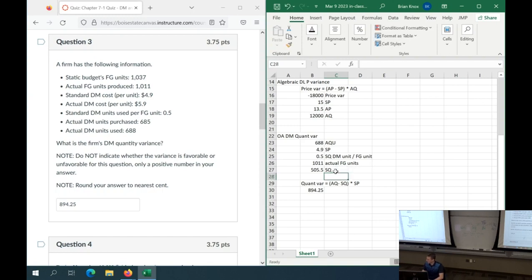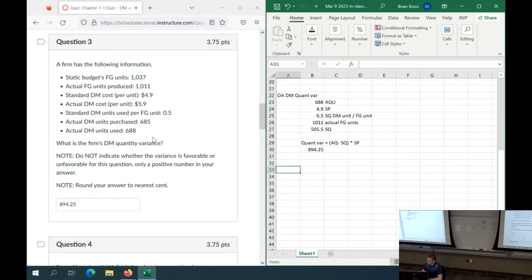Sometimes it's very aggressive about copying down information. I don't like it. Okay, good? Great. All right, let's go on down.